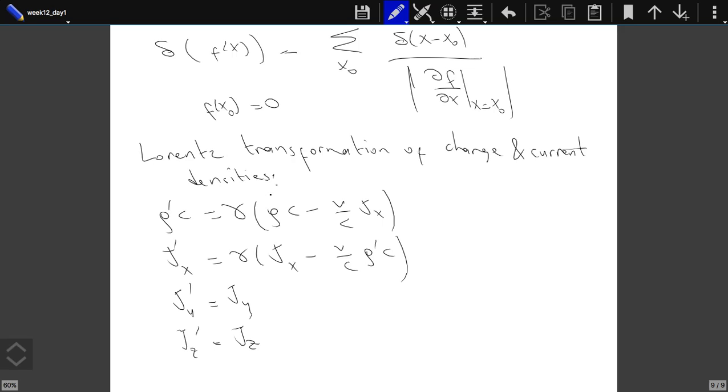That factor, the factor gamma, arises because of the changes in the coordinates in the Dirac delta.